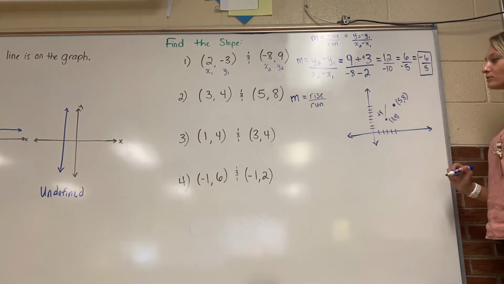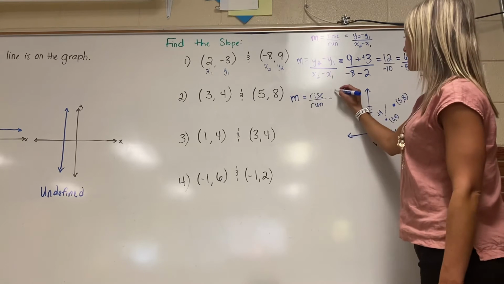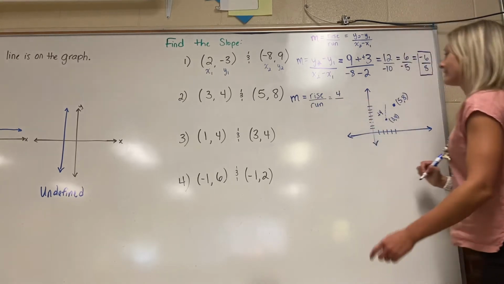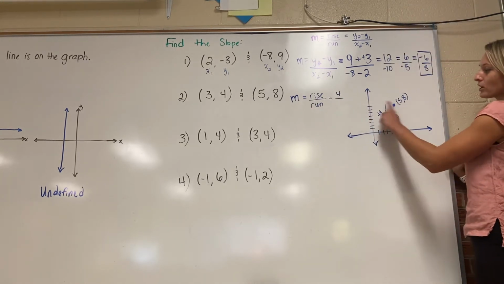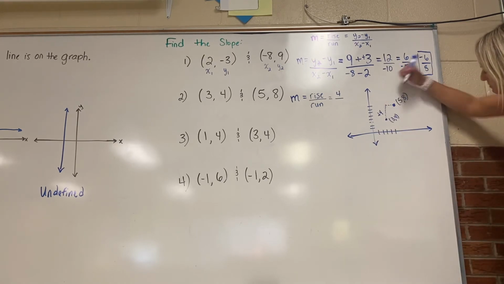So that's a positive 4 because I went up. So the rise would be a positive 4. And then the run, that would be how far I go left or right. And I have to go to the right, so that would be positive.